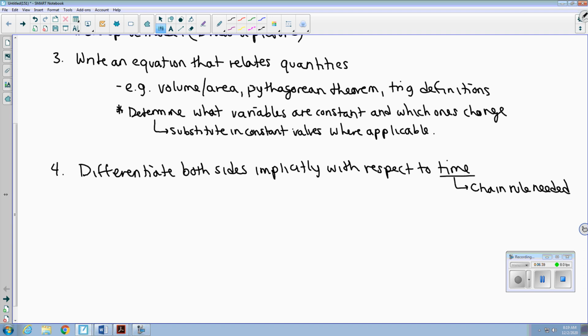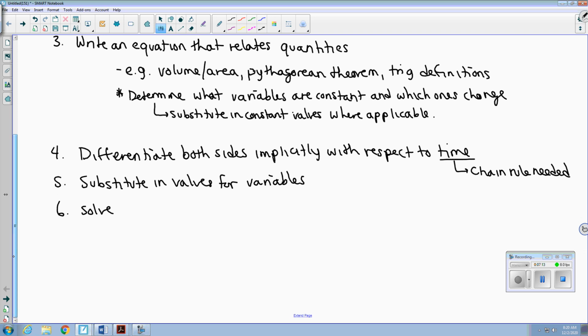Once we have differentiated, we are now ready to substitute in the values for whatever we need, whatever we were given. So if we have variables that have values at that point in time, we want to make our substitution. And once we've done that, we can then solve and interpret.